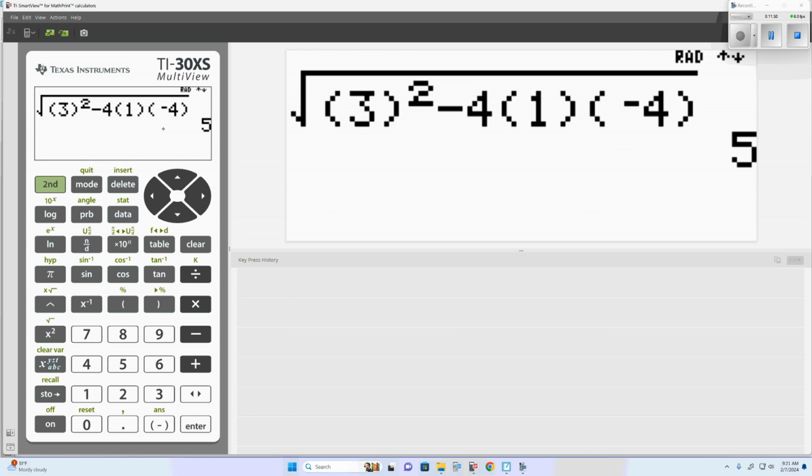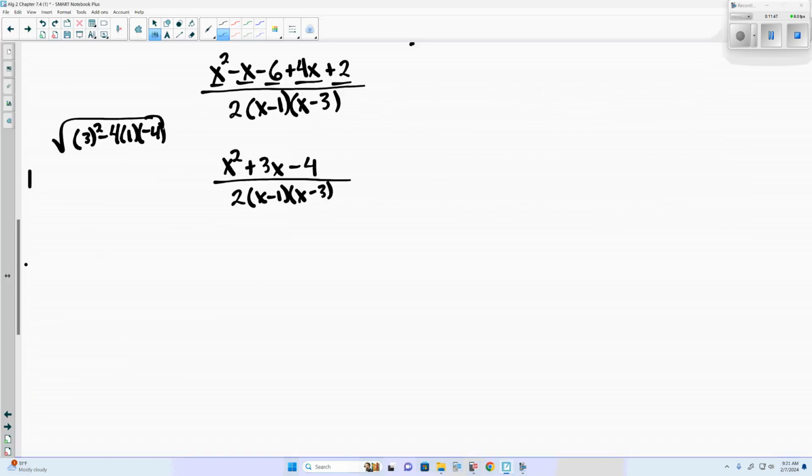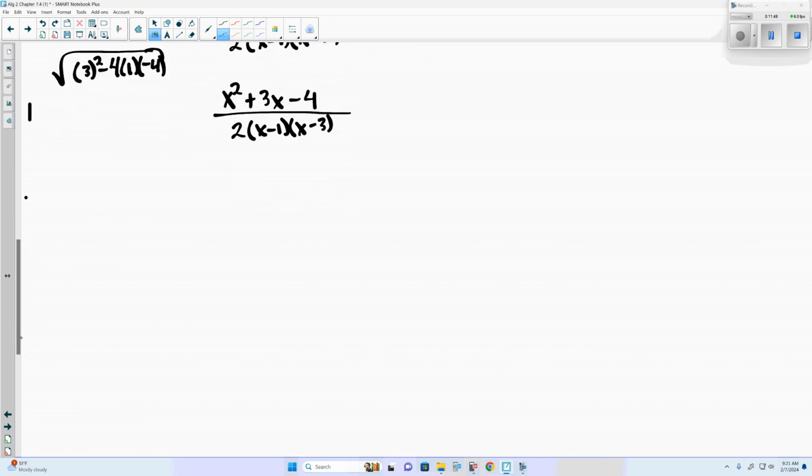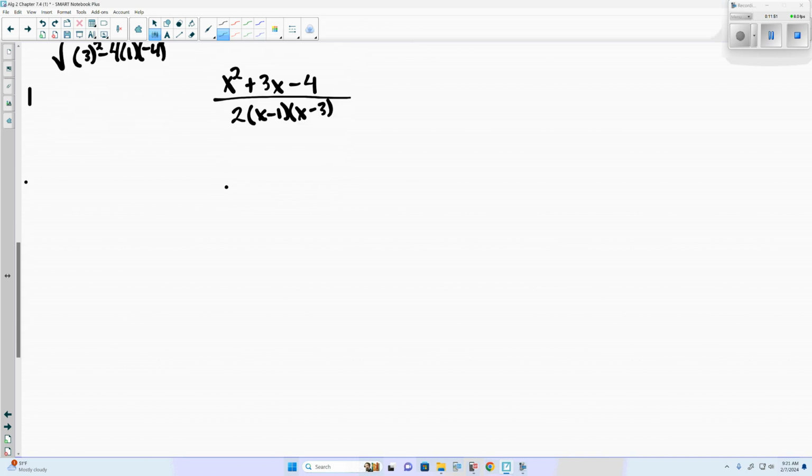Well, no, because this is part of the quadratic formula. So we would need our negative b, so negative 3 plus or minus 5 all over 2a to actually get somewhere with it, for it to actually have meaning. Does that make sense? So this here, we're just using it to determine, does the numerator factor? And it does.